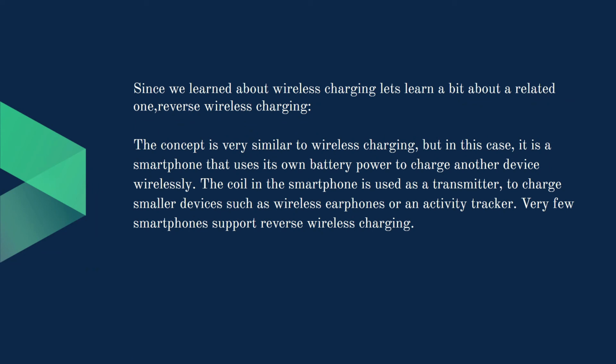Since we learned about wireless charging, let's learn a bit about a related one, reverse wireless charging. This concept is very similar to wireless charging, but in this case it is a smartphone that uses its own battery power to charge another device wirelessly. The coil in the smartphone is used as a transmitter to charge smaller devices such as wireless earphones or an activity tracker. Very few smartphones support reverse wireless charging.